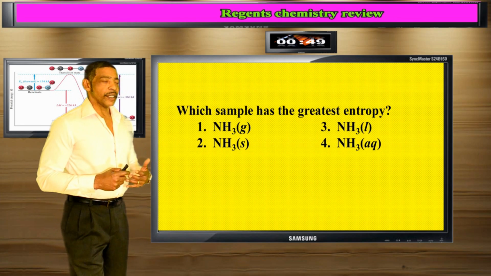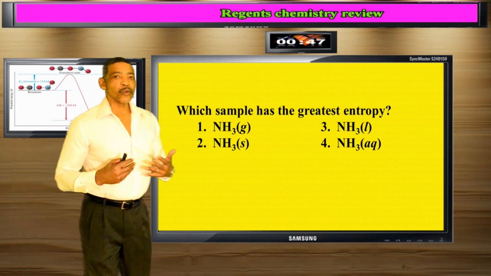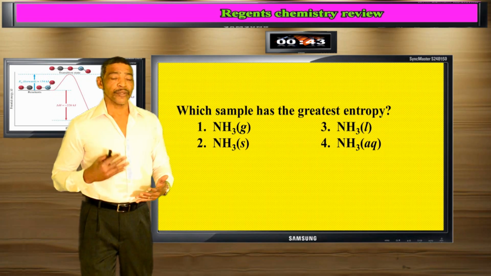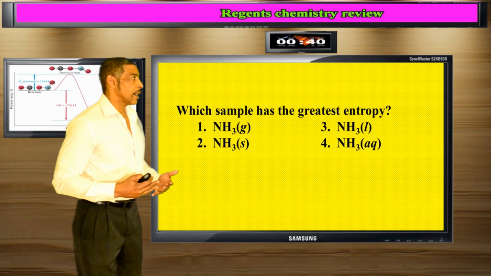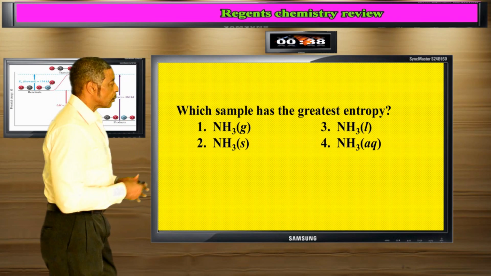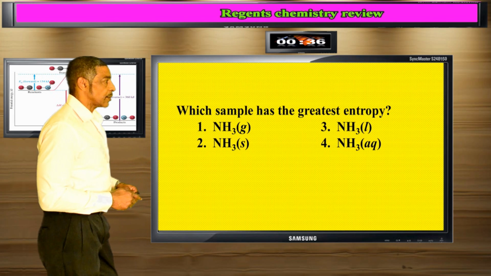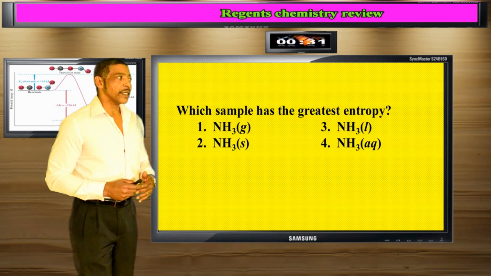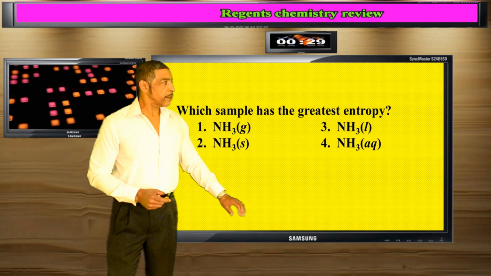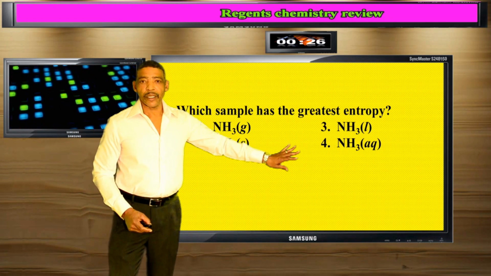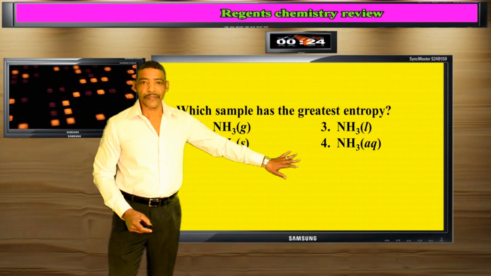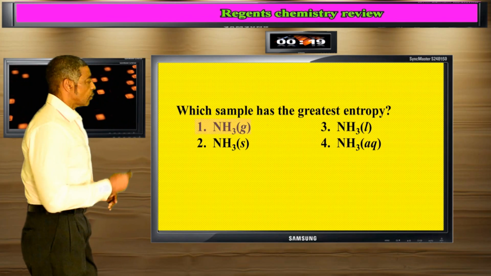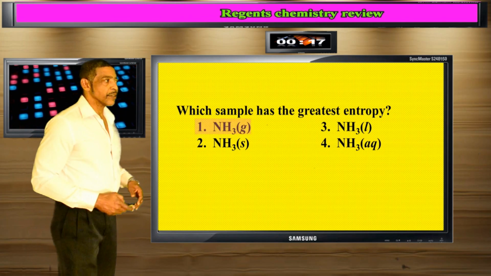Which sample has the greatest entropy? Entropy represents disorder, and entropy increases from solid to liquid to gas. So in this particular case, we have choices between number 1, ammonia gas, number 2, ammonia solid, number 3, liquid ammonia, or number 4, aqueous ammonia, where the formula for ammonia is obviously NH3. The correct answer to this question is number 1, gaseous ammonia.